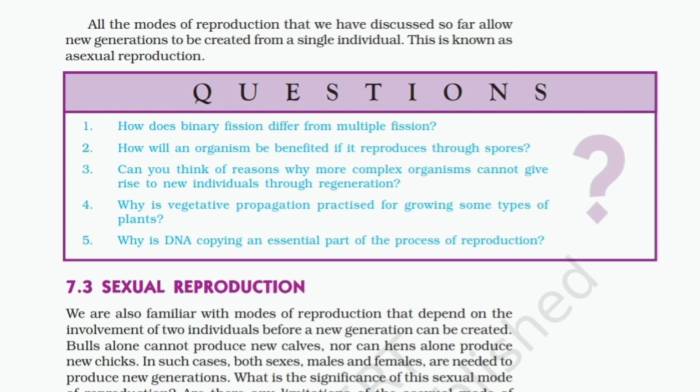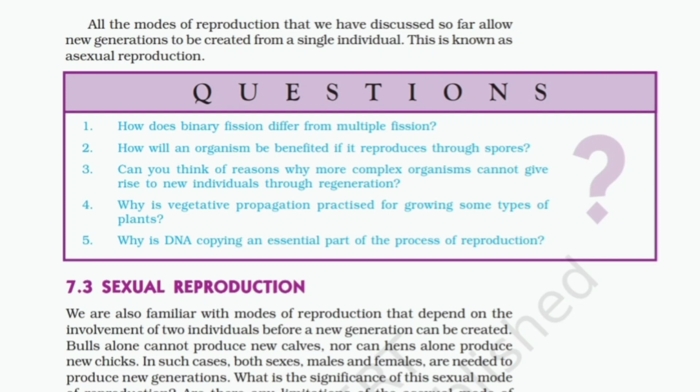Questions. 1. How does binary fission differ from multiple fission? 2. How will an organism be benefited if it reproduces through spores? 3. Can you think of reasons why more complex organisms cannot give rise to new individuals through regeneration? 4. Why is vegetative propagation practiced for growing some types of plants? 5. Why is DNA copying an essential part of the process of reproduction?